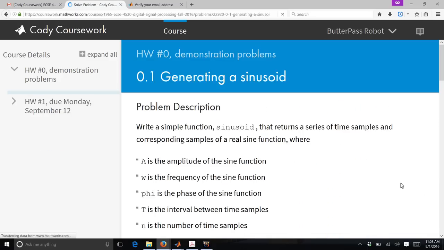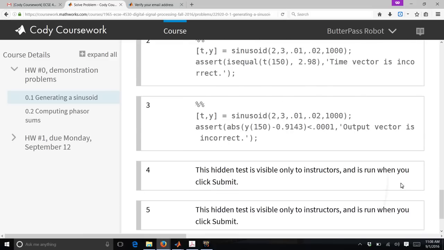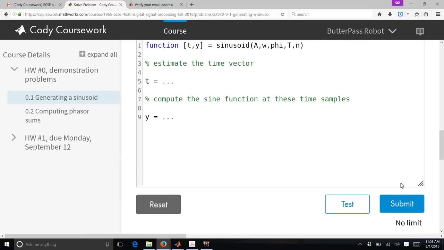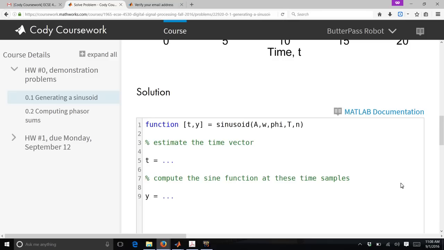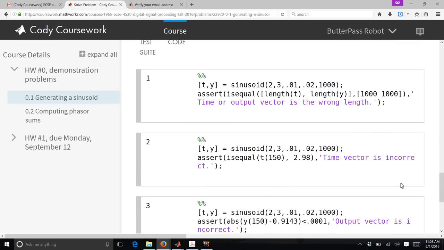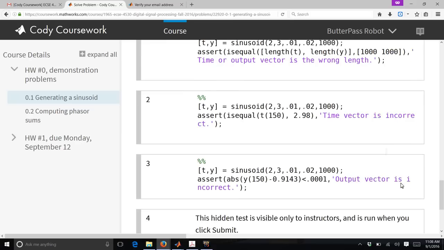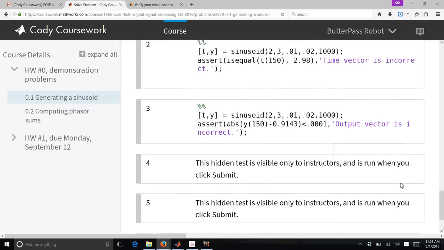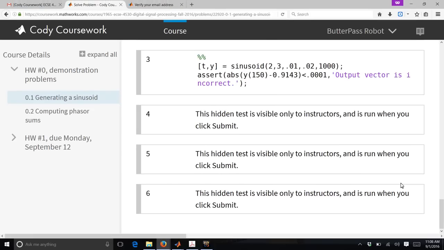Now I hit solve, and you can see a couple things to look at. First of all, there is a template for the solution, so I've helpfully given you what you need to fill in to make this work. Down here, there is a test suite where your solution is tested against something that I've written to make sure you're doing the right thing. I'm testing that you have the right time vector and the right sinusoid, and there are also some hidden tests that make sure you didn't game the system by just putting in the answers I told you for the visible tests.